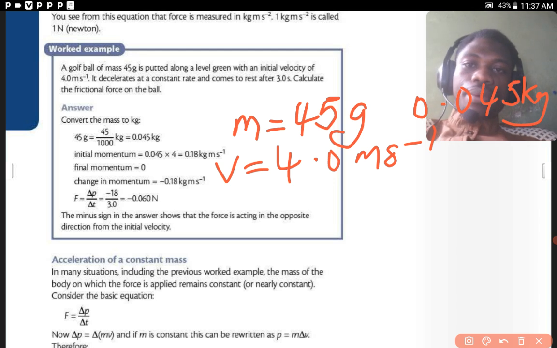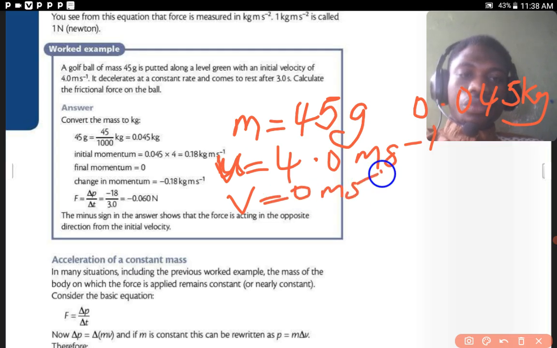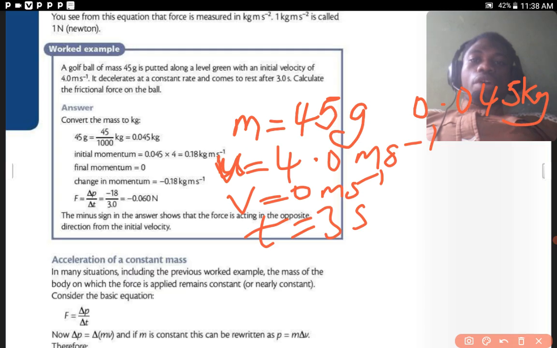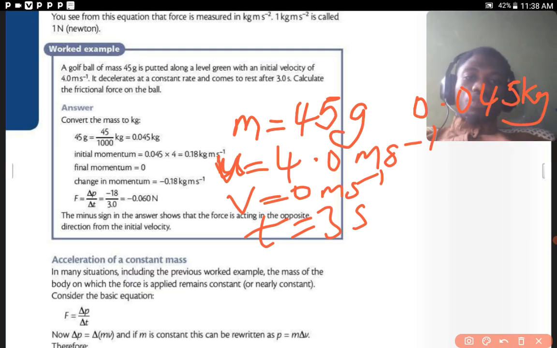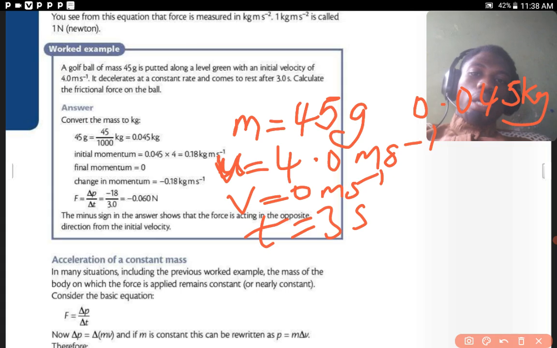Now it decelerates at a constant rate and comes to rest after a time period of 3 seconds. So v is 0 meters per second. The question says calculate the frictional force on the ball. First of all, we have converted the mass from grams to kilogram.